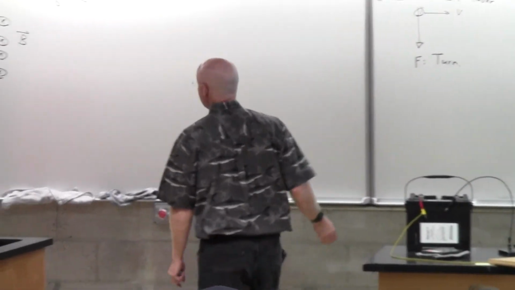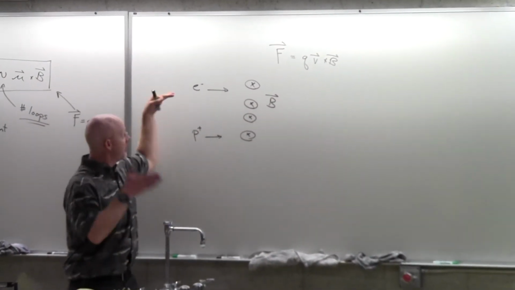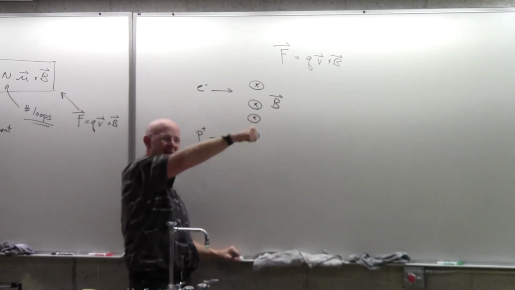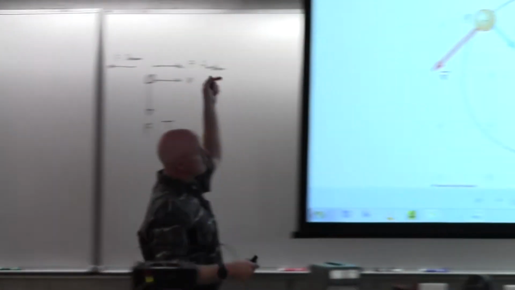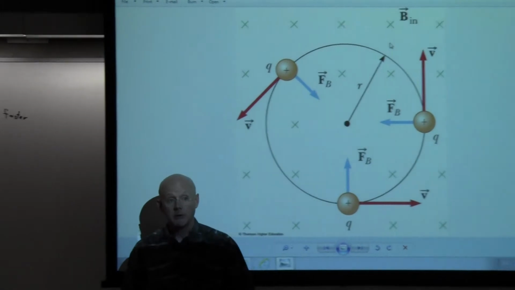They don't show a negative one on here, but what would the negative do? Other way around. I would put v cross B, and I'd get up. Multiplied by a negative charge is down. So if there were negatives in here, the negatives would then be going in a circle in the other direction.